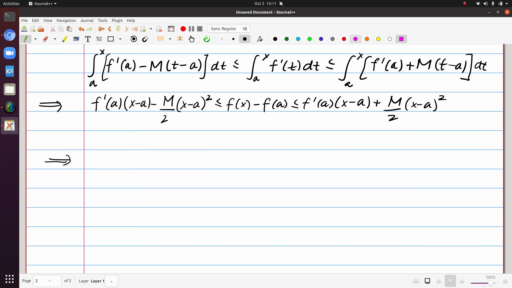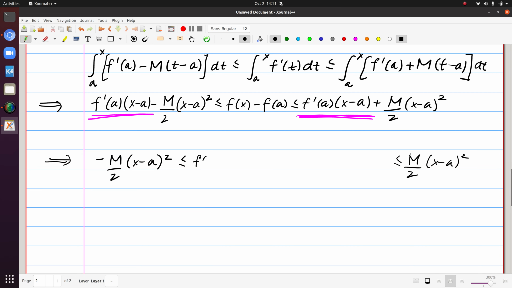Let me take this part, which sits on both of these sides, and let's subtract that from all three things in the inequality. So if I do that, that's going to leave the minus m over 2 times x minus a quantity squared on the left side, and the positive version of that on the right side. And then I would have f of x minus f of a minus f prime of a, x minus a.